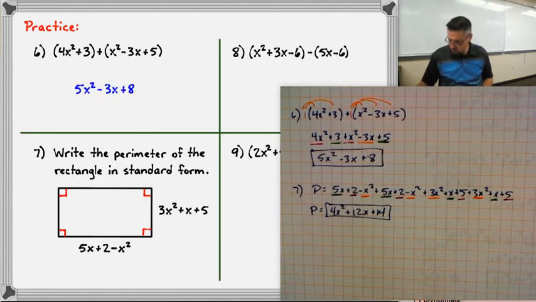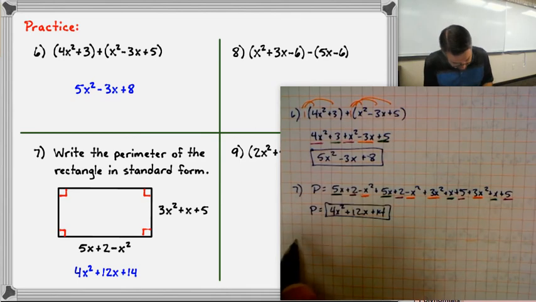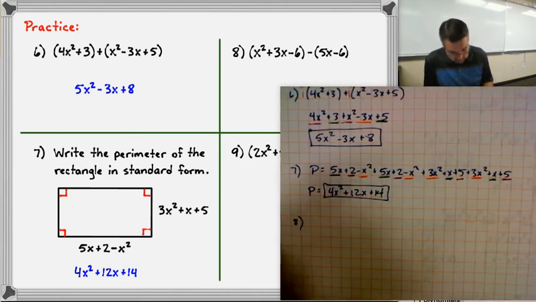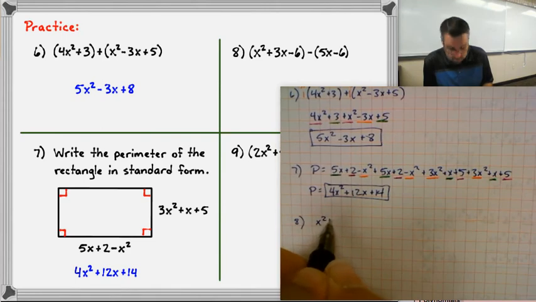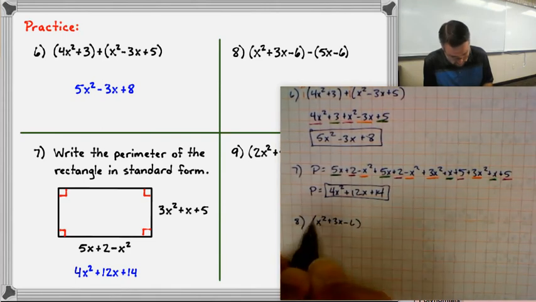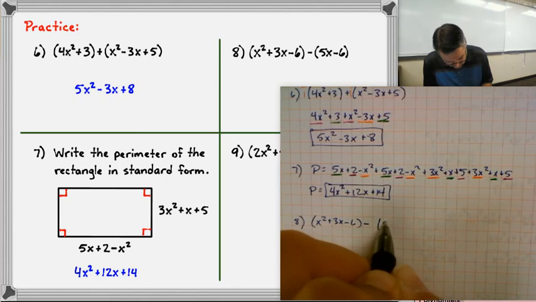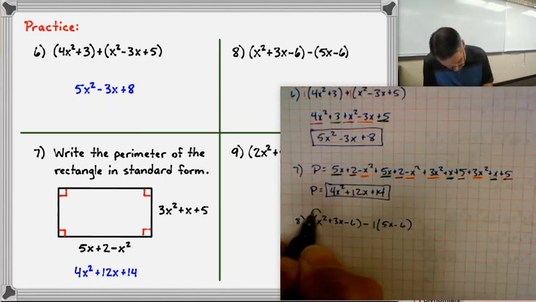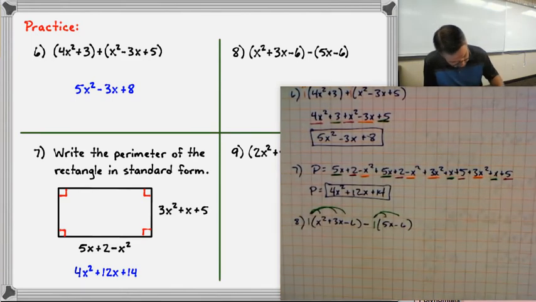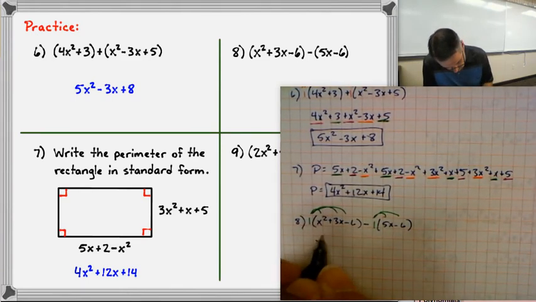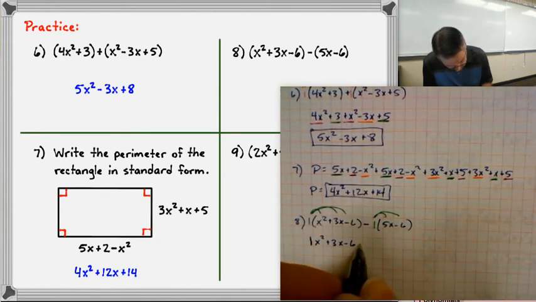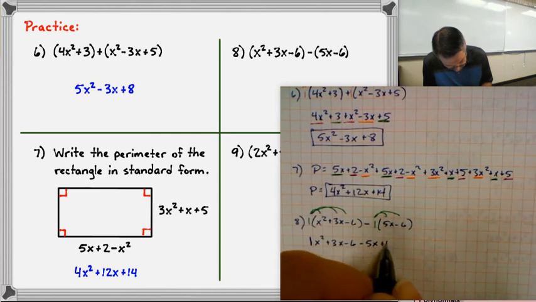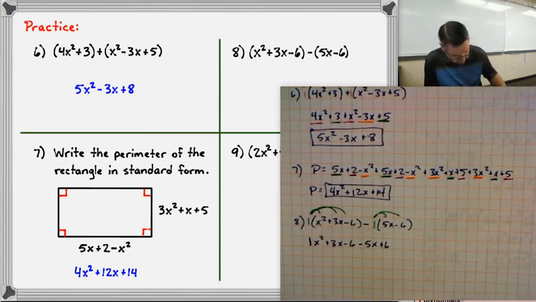Okay, I should probably check to make sure I'm getting these correct, and I am. So we're good there. Number 8, we are looking to subtract. So remember, we have to distribute the ones, and in the second case, that's actually a negative 1. A negative 1, so we're going to put the ones out front, and we'll distribute those in. And so we end up with 1x squared, I'll put a 1 there, plus 3x minus 6, and then in the second one, we got minus 5x plus 6, because negative 1 times negative 6 is positive 6.